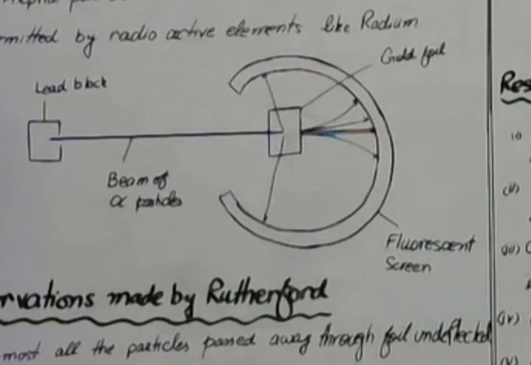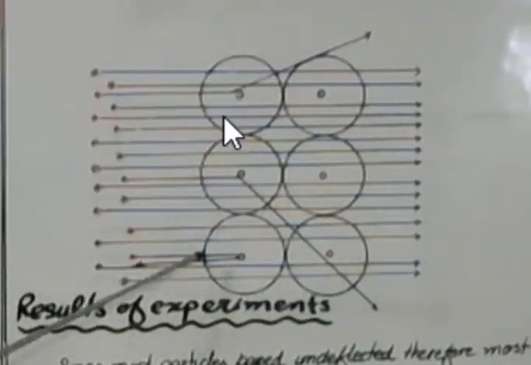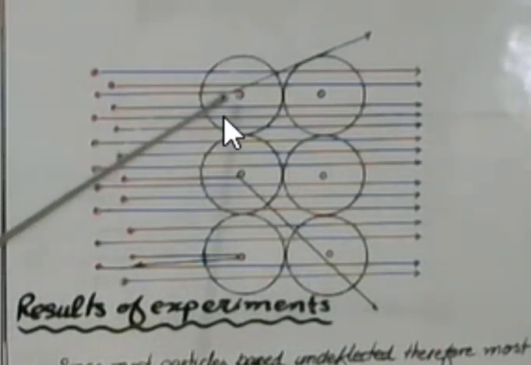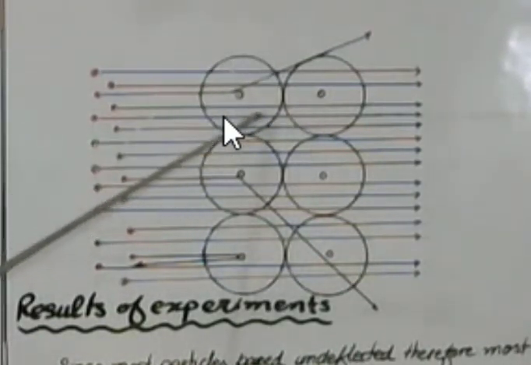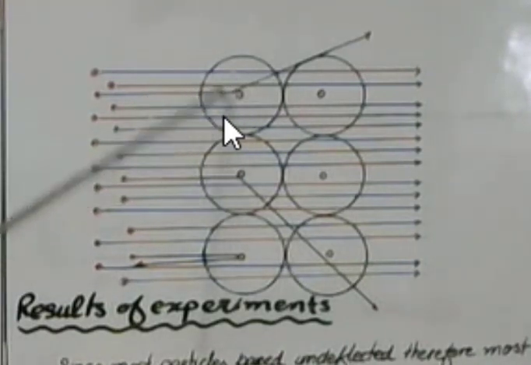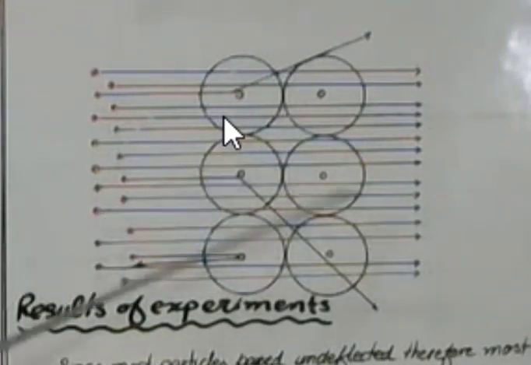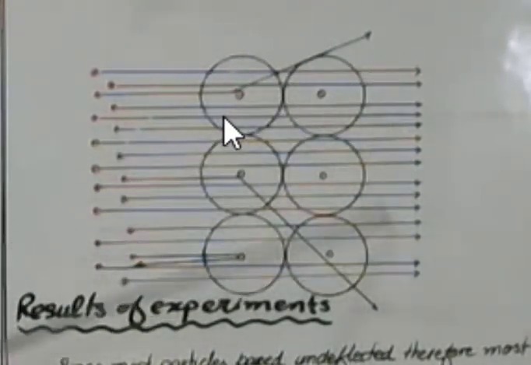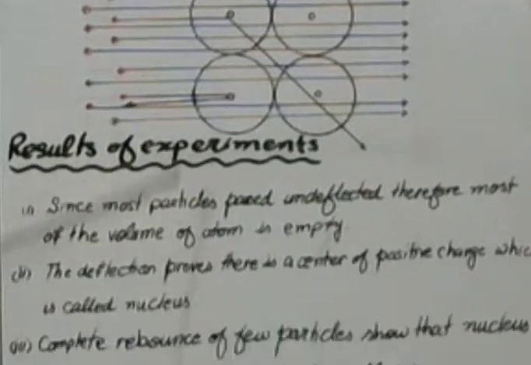Here is a magnified diagram of this experiment. In this diagram, alpha particles are going to strike the gold foil, and these circles are representing the atoms of the gold foil. You can see that most of the alpha particles have passed without deflection. Very few particles are deflected at a fairly large angle, while very few alpha particles are bounced back.